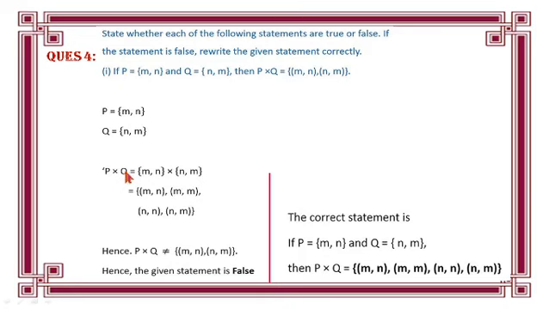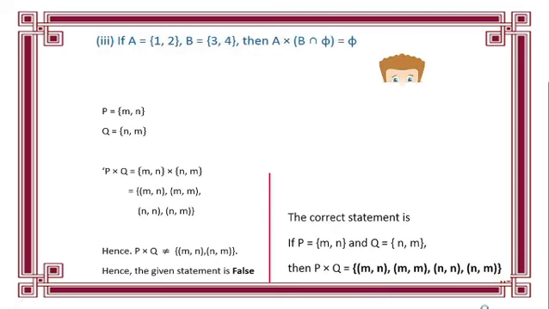So let's calculate P cross Q. That is P cross Q, it means the first element has to be from P. So (m, n), (m, m), (n, n) and (n, m). So 4 elements, and it is given in the question that it has 2 elements. So definitely the given statement is false and the correct statement is this.